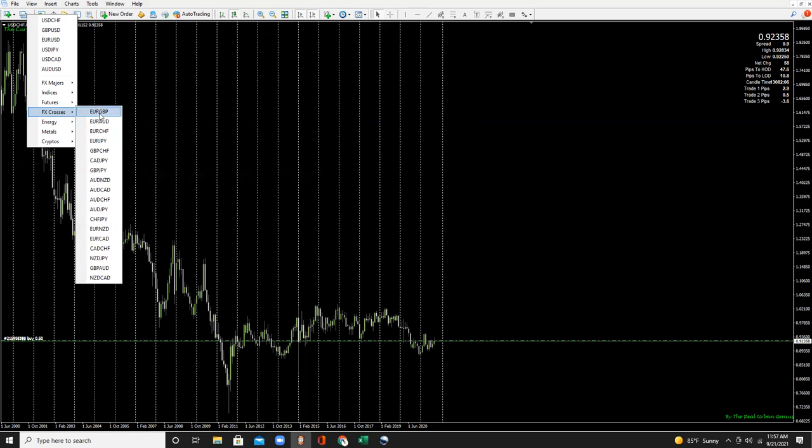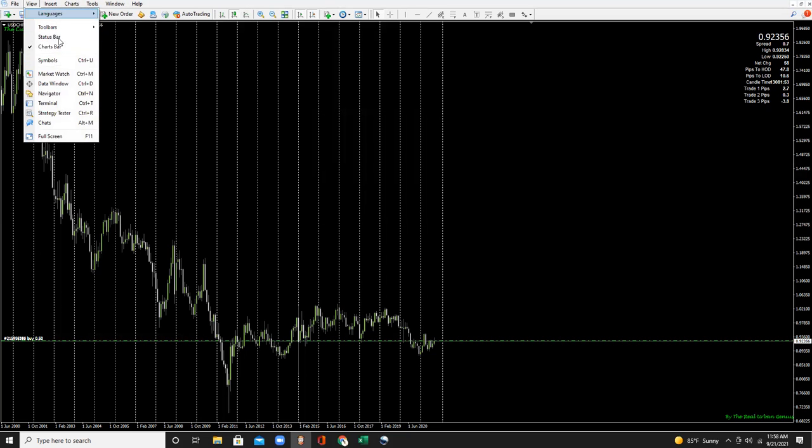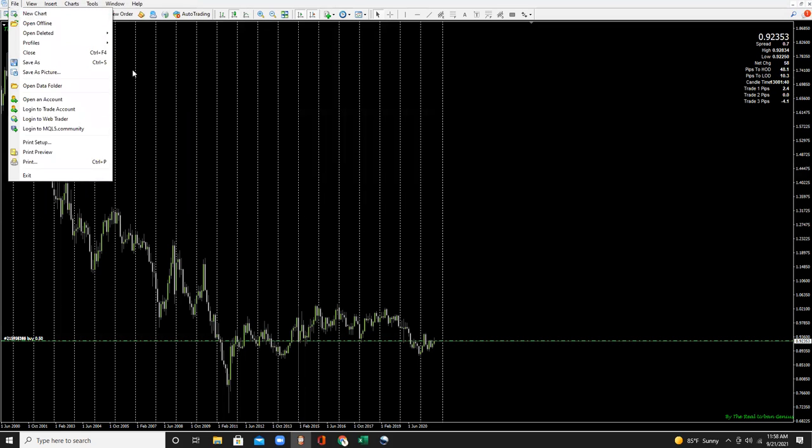Your crosses are any cross pair that does not consist of the USD, your energy like oil, your metals like gold, and your cryptocurrency. If you don't see it here, you may need to come over here and press view and go to symbols. And then you can highlight each particular one, look for what you're looking for, make sure it's toggled on, and it'll appear on your new chart when you come here.